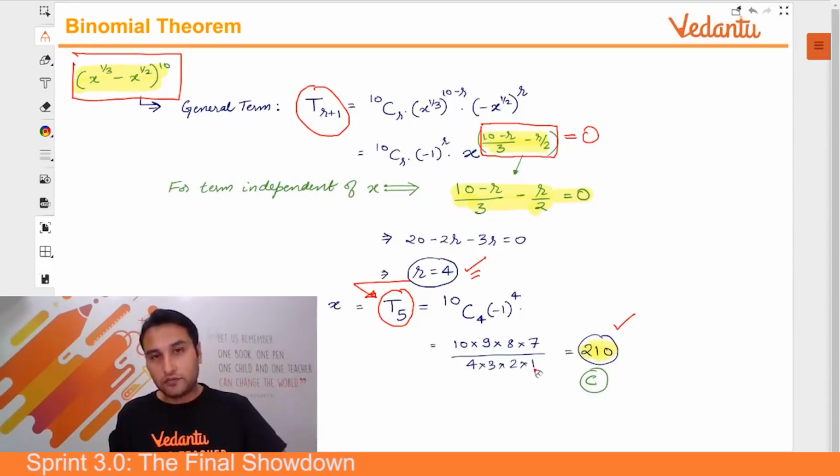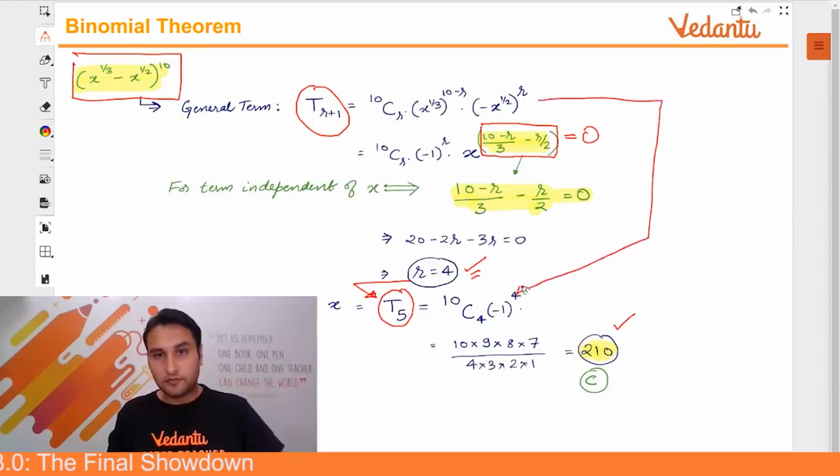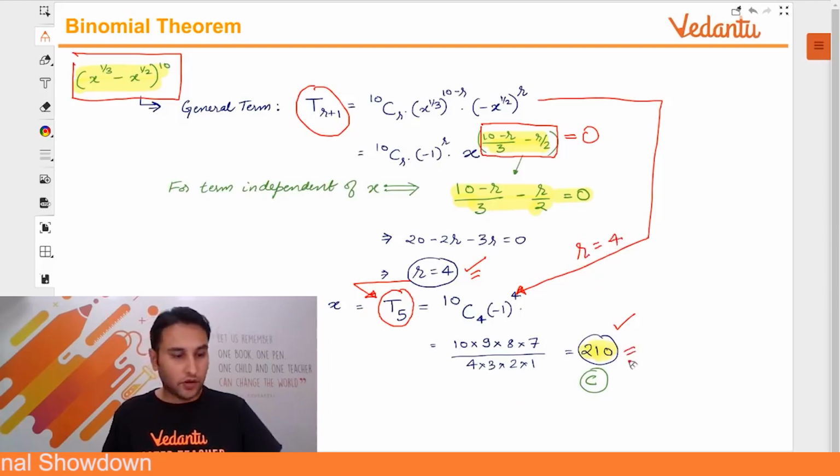So find its value. I found its value. Where did it come from? From here. This is your fifth term. Okay. By putting r is equal to 4 here and solving, you'll get 210. Got it? Yes or no, guys? Yes or no?